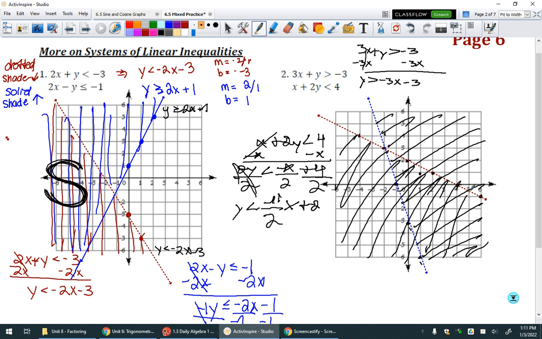Things that you will lose points on: arrows. Please make sure you have arrows on either end. Anytime you have more than one graph, you need a giant S, just like Faith did. And last but not least, we need to label the lines. Okay? Very nice. Questions?